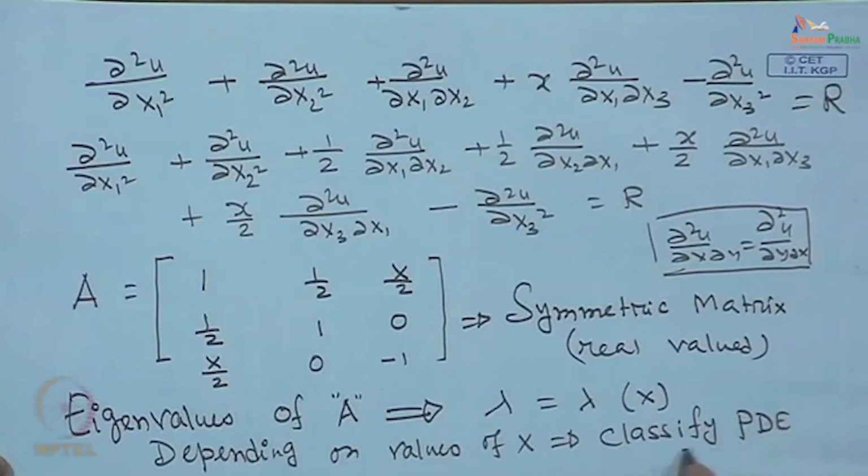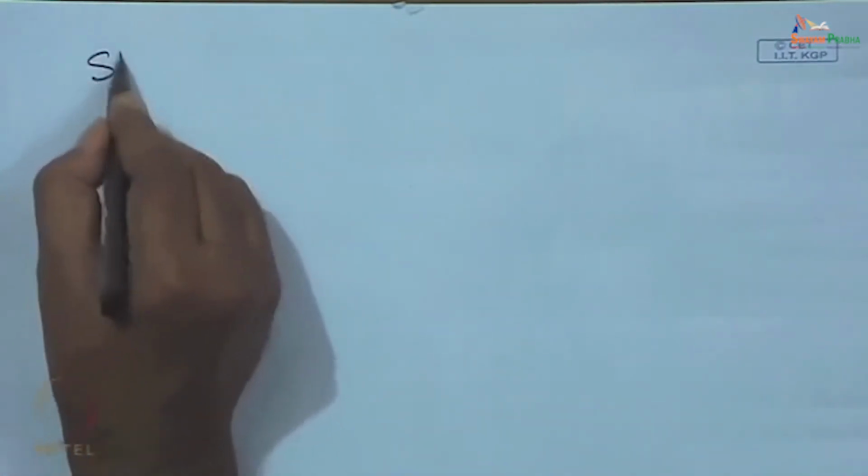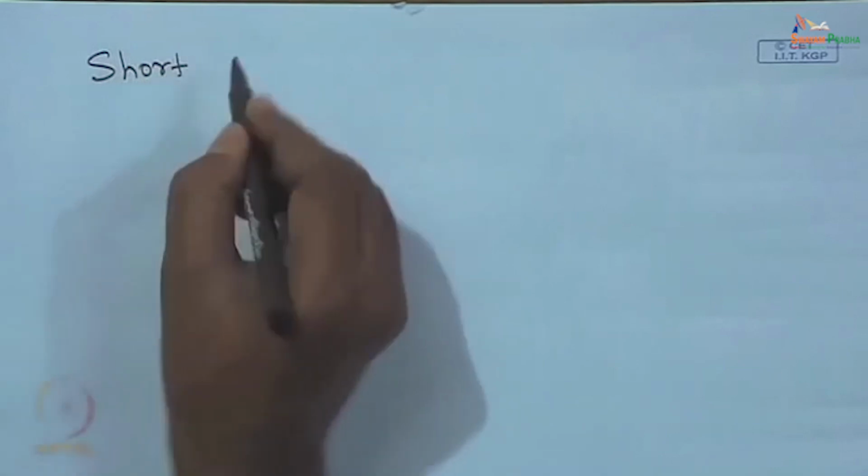In this case we cannot definitely say about the nature of this PDE, because we do not know the value of x. So, therefore, depending on the value of x, the eigenvalues will be determined, and that will dictate the classification of this partial differential equation. Okay. Next, we go to a shortcut method of classification of PDEs.